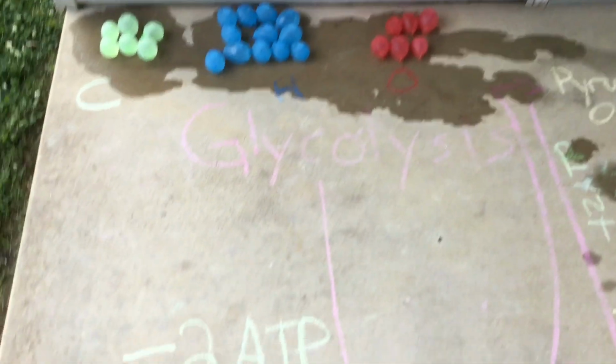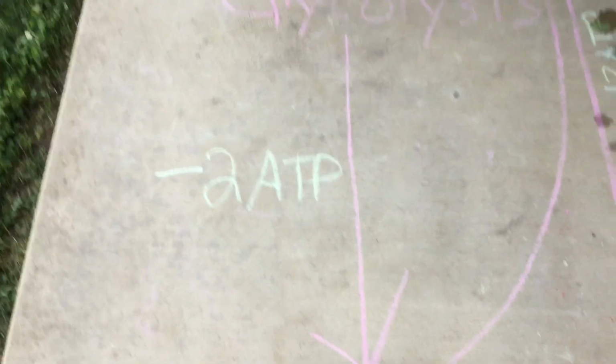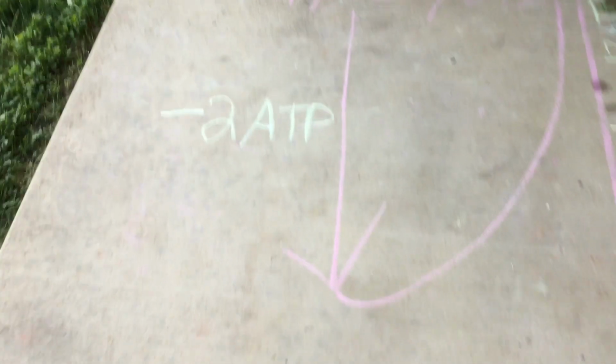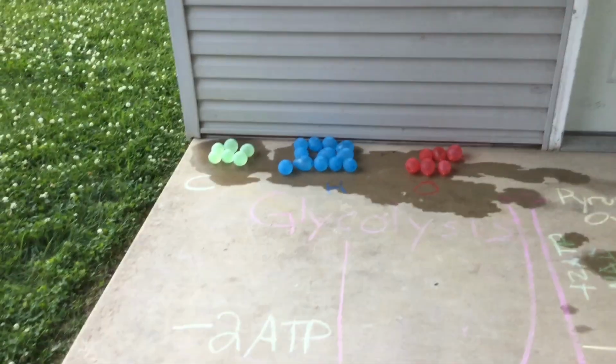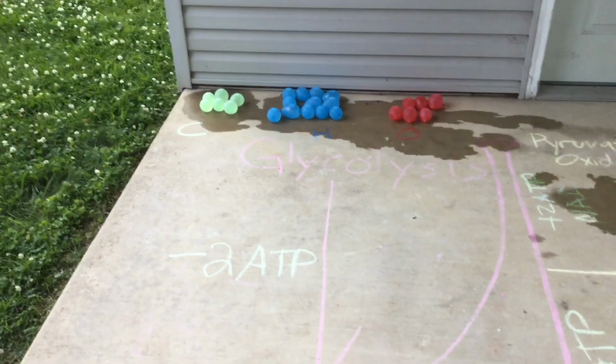Glycolysis will cost us -2 ATPs. So we're going to start off at a deficit of -2 ATPs. And when we go through this process, we're going to end up with pyruvic acid. We're going to split this glucose molecule in half and end up with 2 molecules of pyruvic acid.